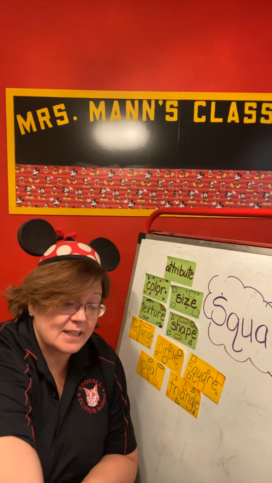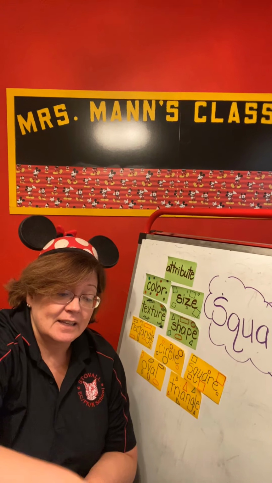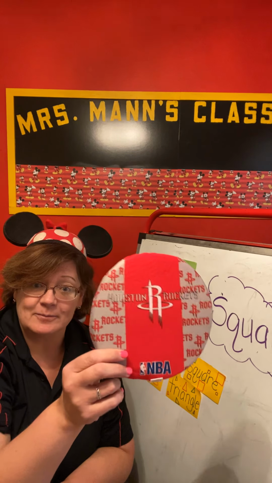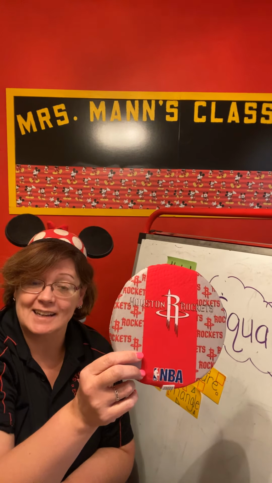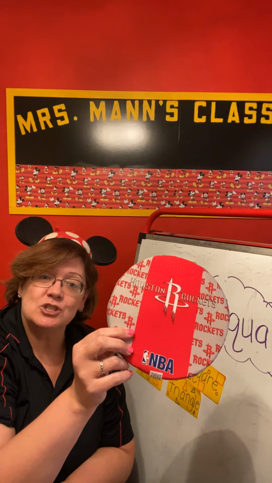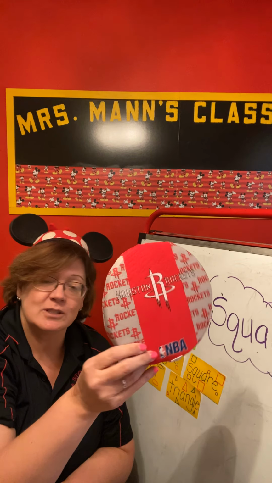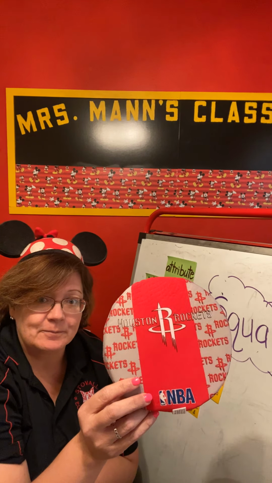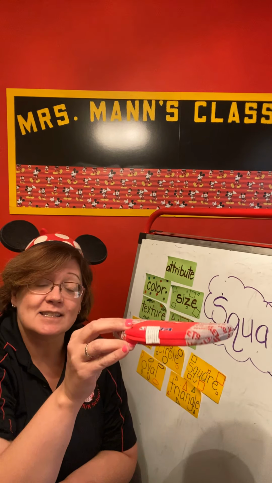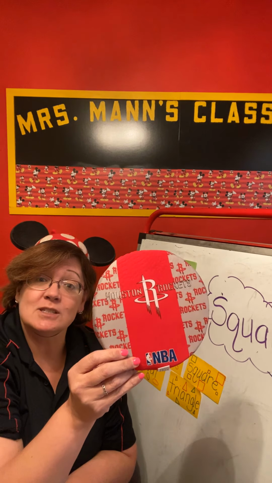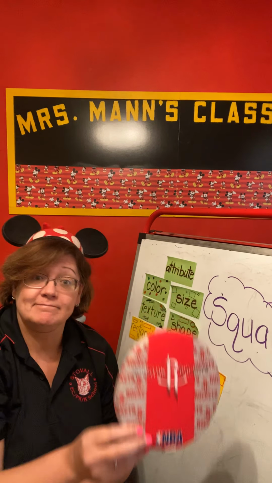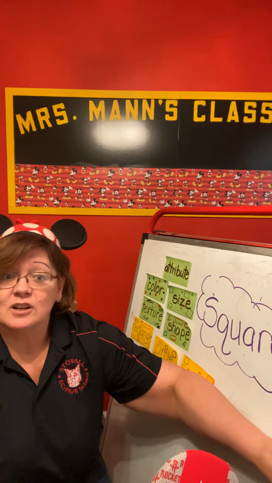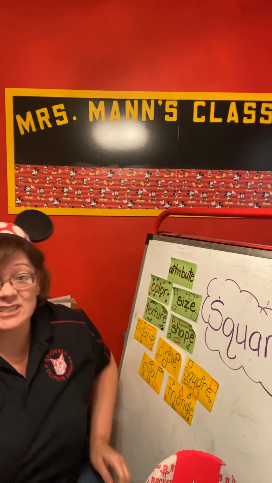So the first thing, let's look at this. It is a little Frisbee, and it has the Rockets logo on it. I know, it's pretty cool. But what shape is it? We talked about this shape earlier in the week, not today. Do you remember? It's flat and it's round, so it's called a circle. But we're talking about a square today, so it's not the shape we want.